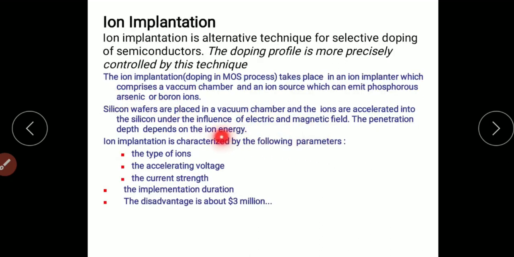In ion implantation, we are heating this silicon wafer up to some degrees Celsius, then we are accelerating the ions into that silicon wafer, then they can penetrate into the silicon wafer, hence they can form the N-type region or P-type region according to our requirement. In ion implantation, silicon wafers are placed in a vacuum chamber and the ions are accelerated into the silicon under the influence of electric and magnetic field. The penetration depth depends on the ion energy. So those ions, those impurities can penetrate through the regions.